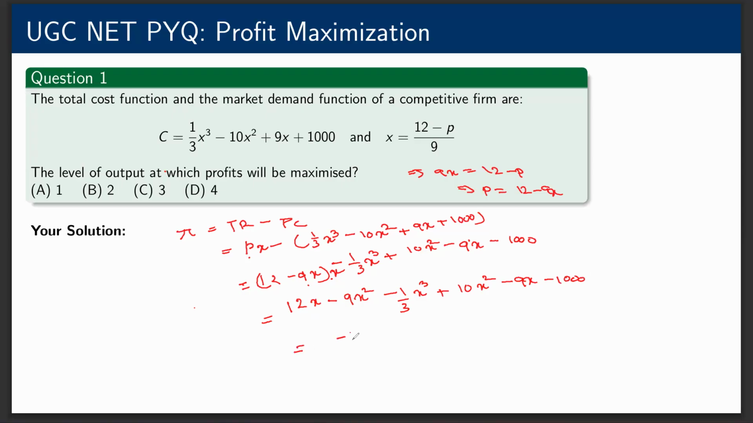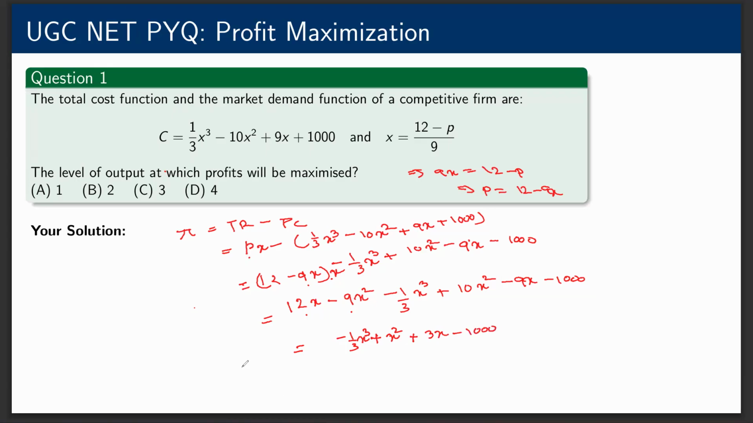So I have to arrange it. It is minus 1 by 3 x cube. Please check if something is omitted or if I am making a mistake. Please rectify me. Now it is minus 9x square, plus 10x square, so the value will be plus x square only. Square term is over. Now look at the x term. It is plus 12x, minus 9x. So the ultimate result will be plus 3x. Now minus the constant term, that is 1000.